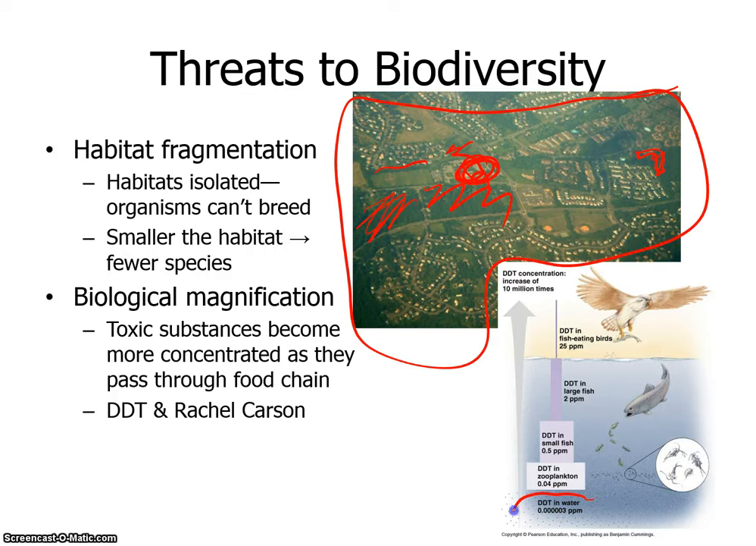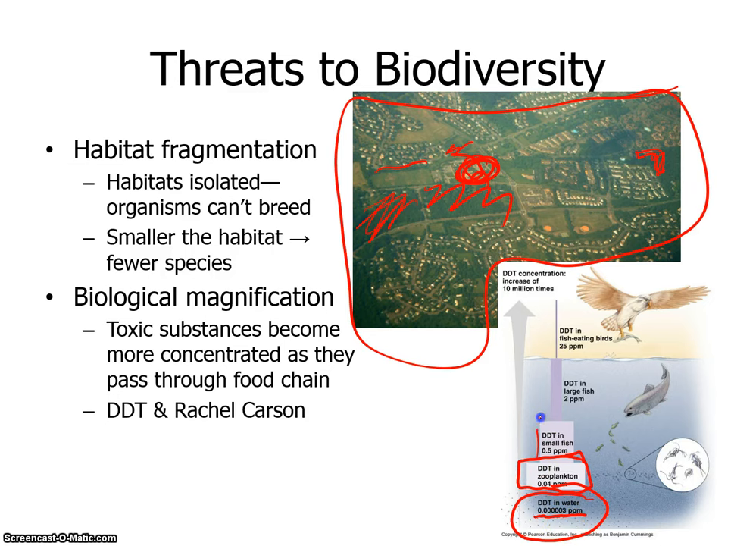DDT, if you take a look here in the water, its concentration is at 0.000003 ppm. ppm means parts per million. Okay, so the concentration of DDT in the water is not too high. But then you've got all these little zooplankton, and the zooplankton are going to be absorbing this DDT along with their food. Then the concentration is going to go all up to 0.04. That's a lot higher than 0.000003.